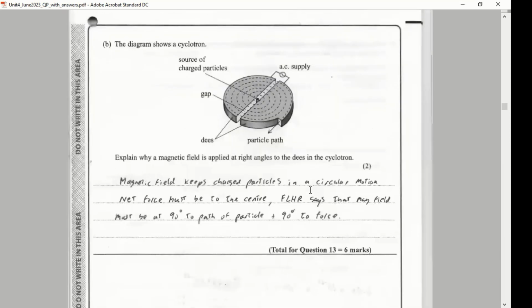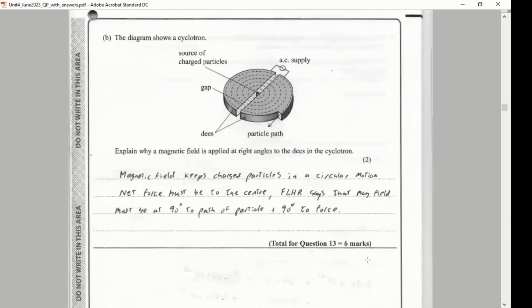B shows a cyclotron. Explain why a magnetic field is applied at right angles to the D's in the cyclotron. Well, you remember that the magnetic field there is to keep the charged particles in a circular motion. You cannot make particles speed up with a magnetic field. You can only make them change direction, because if you remember, the magnetic force is at right angles to the direction of travel. So you can't speed a particle up with a magnetic field. All you can do is deflect it.